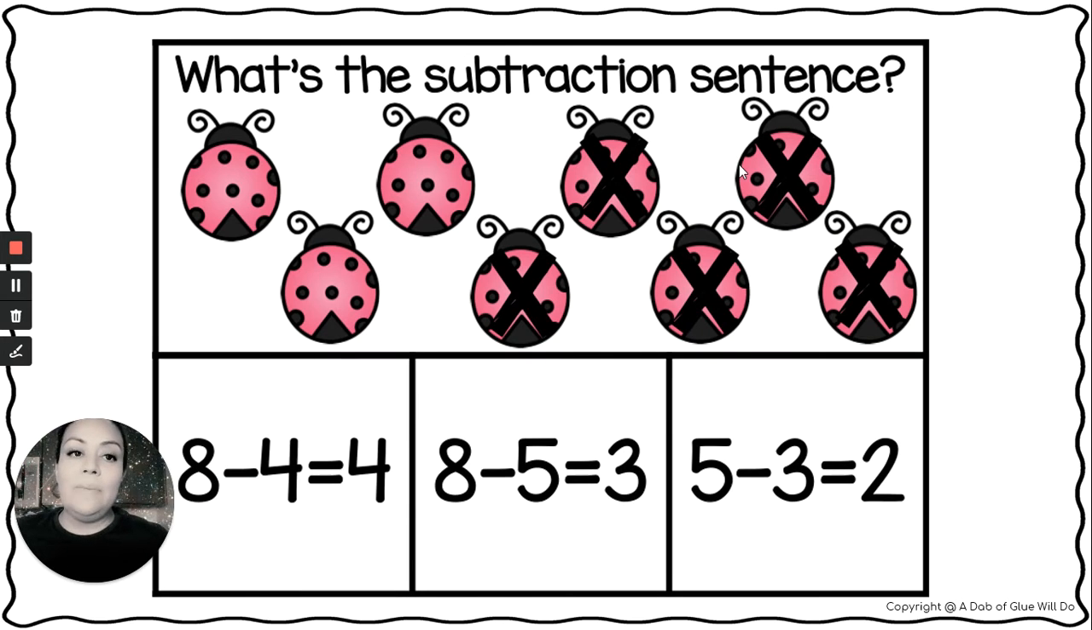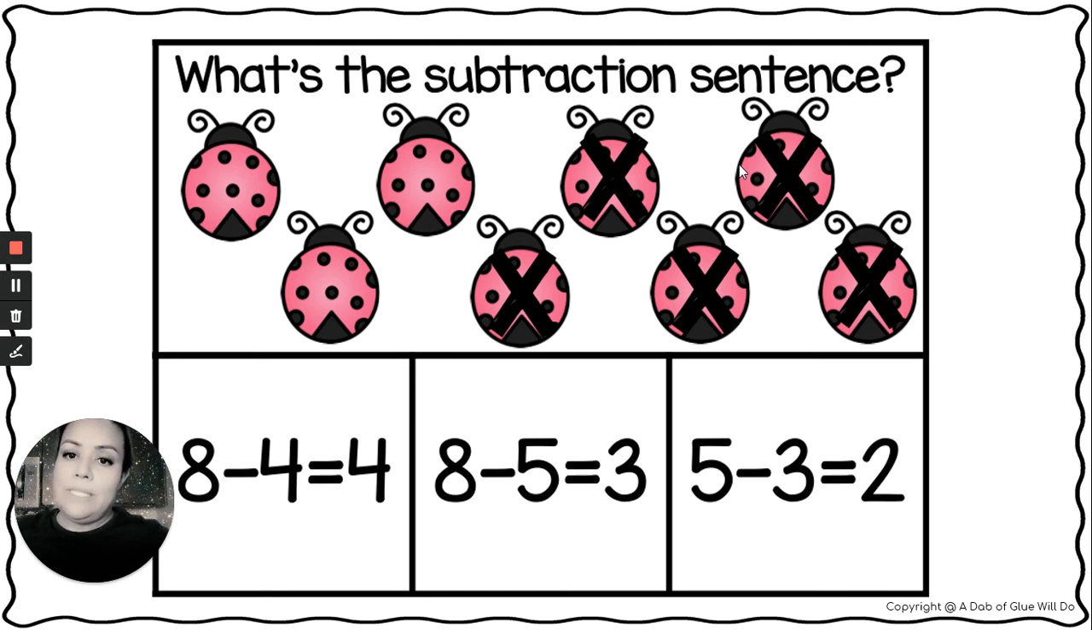All right, raise your hand when you can tell me what the subtraction sentence is. Remember, take a look at the whole number. That means all of the ladybugs. And then we're going to take away, or subtract, the ones that are crossed out. So how many do we have total? 8. That's right. We have 8 total ladybugs. Well, guess what happened? 4 of those ladybugs flew away. So we have 8 and we took away 4.